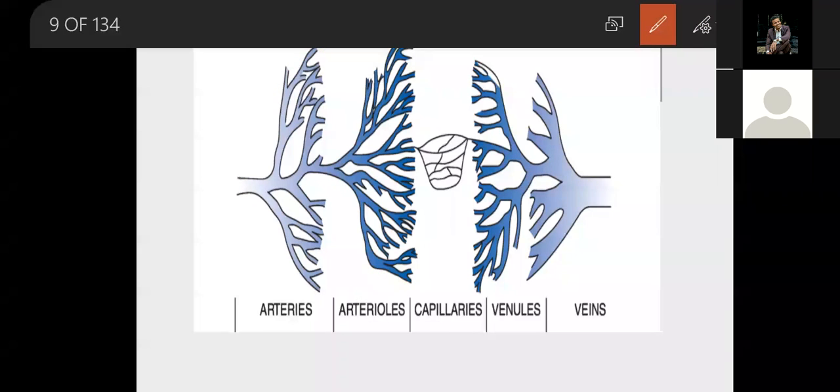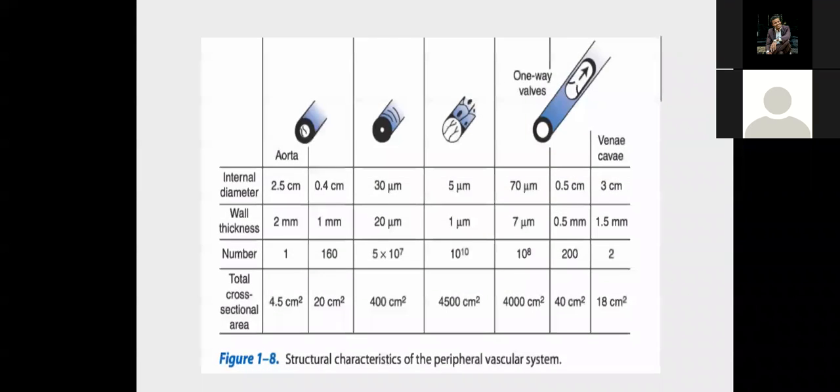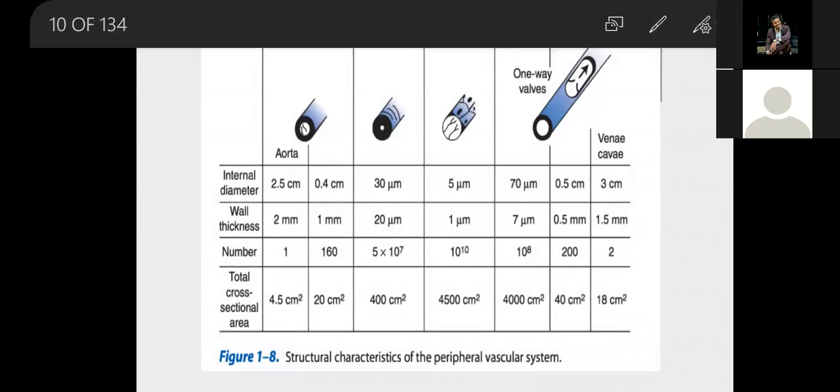So you can look at this table, coming table, to make it more clear. You have to know the variation between each segment of the cardiovascular network.